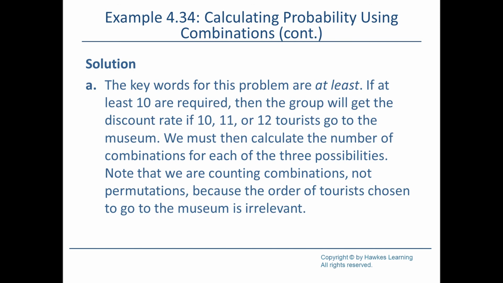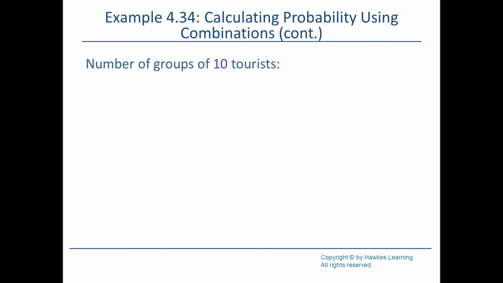So here's the solution. Keywords in this problem are at least. So if at least 10 are required, then the group that gets the discount has to be 10, 11, or 12. Now we calculate the number of combinations to get 10, number of combinations to get 11, and number of combinations to get 12. Then add them together. And notice that these are combinations because we aren't putting the tourists in any line. We're just getting groups of those tourists.